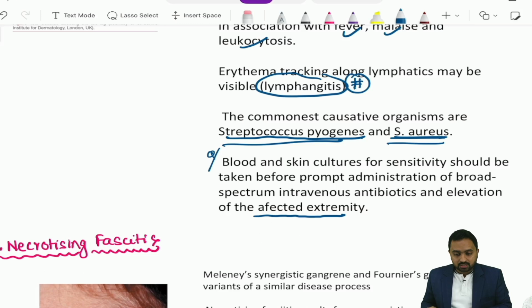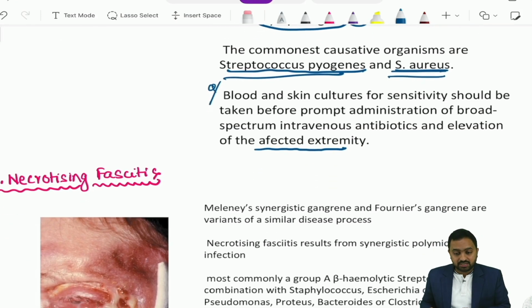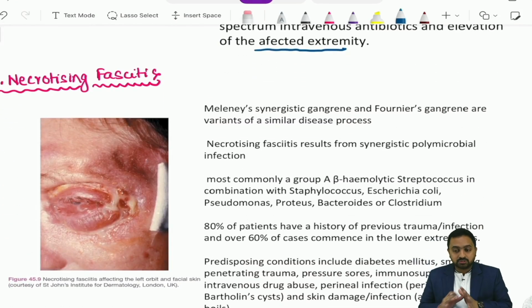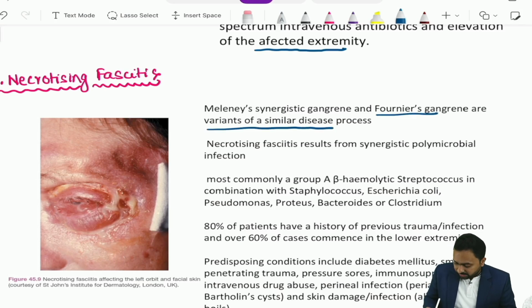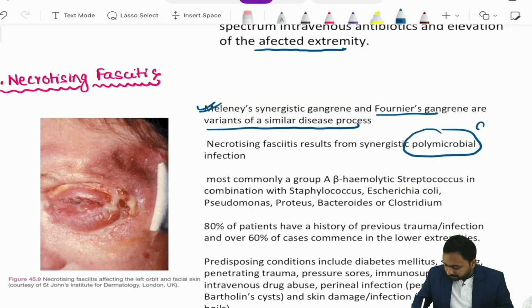Now the next important condition is necrotizing fasciitis. So please remember that Meleney's synergistic gangrene and Fournier's gangrene are variants of a similar disease process. They result from polymicrobial infection.